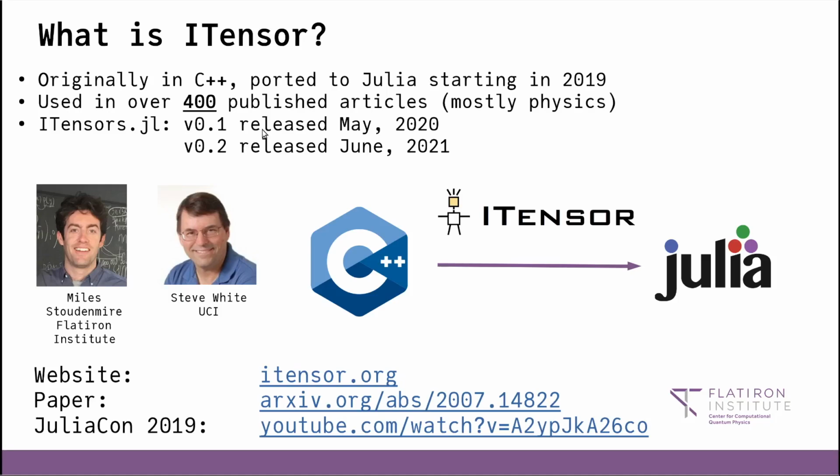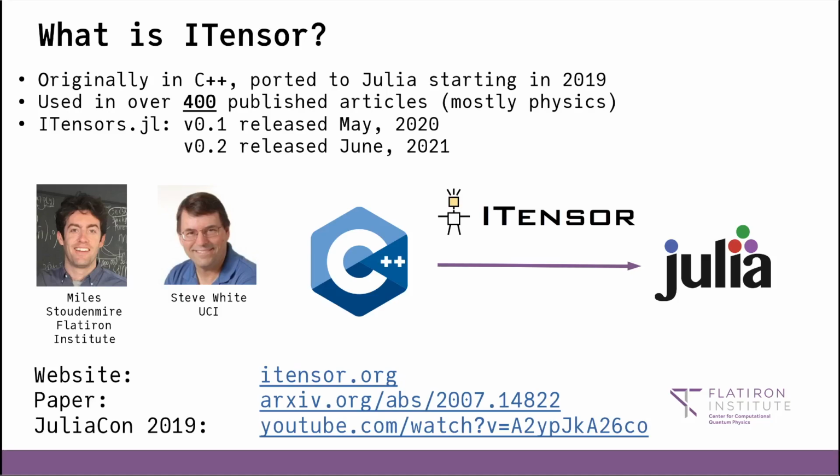ITensor is a software library for performing tensor network calculations. It was originally written in C++ and ported to Julia starting in 2019. So far, ITensor has been used in over 400 published research articles, mostly in the field of physics, but some are in machine learning. ITensors.jl was originally released in May of 2020, and we reached 0.2 in June of 2021.